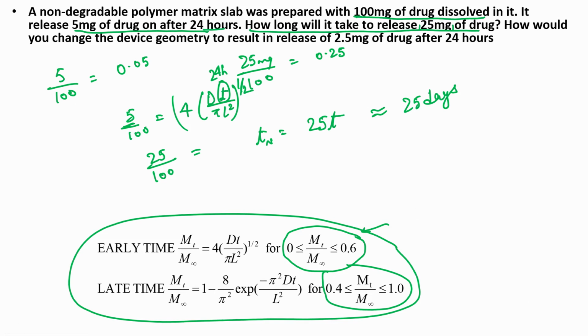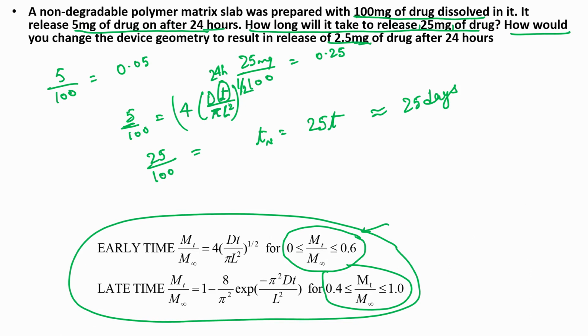Now, in the second part, we are saying how would you change the device geometry to result in a release of 2.5 milligram of the drug after 24 hours. So, we want to go back to 24 hours, but we want 2.5 milligram now. So, we actually decrease the amount of the drug that is being released, we want to release it over a much longer time. We can still use the early time, because we are still talking about a much lower amount of drug than the total, and so the only parameter we can change here is L, which is related to the device geometry, everything else has nothing to do with the device geometry itself.